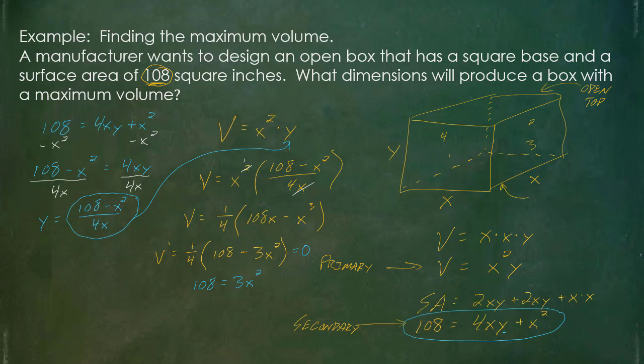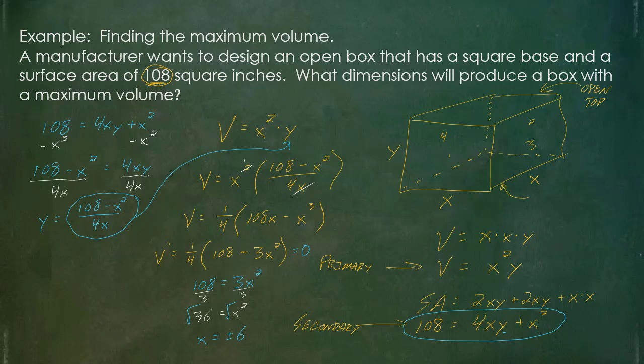Then again, all I did was add the 3x squared over. At this point I should be able to just divide by 3. And so if I go ahead and do 108 divided by 3, that turns into a 36 equaling x squared. And at this point now I should be able to take a square root and get that my critical numbers are going to be plus or minus 6.